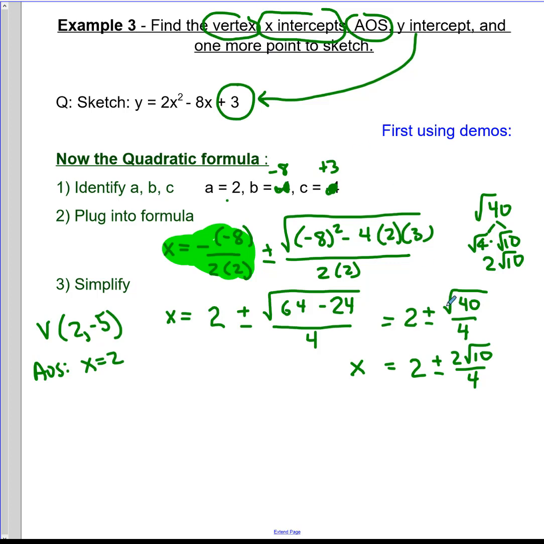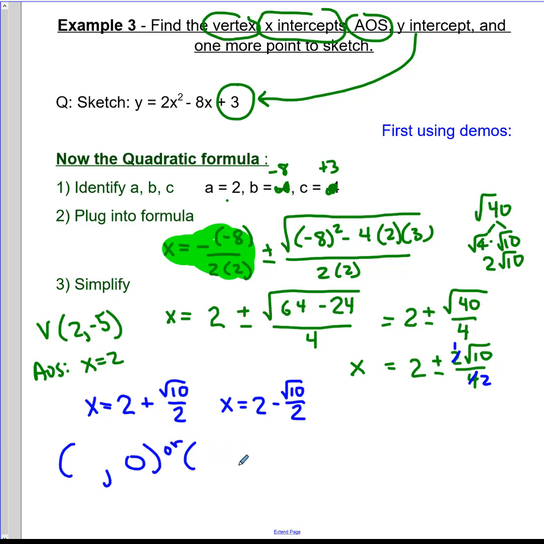And we're going to reduce the 2 and the 4 to be 1 and 2. We're going to drop the 1 because you don't usually have a 1 there, okay? So my two answers are x equals 2 plus the square root of 10 over 2, and x equals 2 minus the square root of 10 over 2. Okay, and then that's our zeros, and of course the x-intercept is whatever that decimal is and 0, right? Or whatever that decimal is and 0.